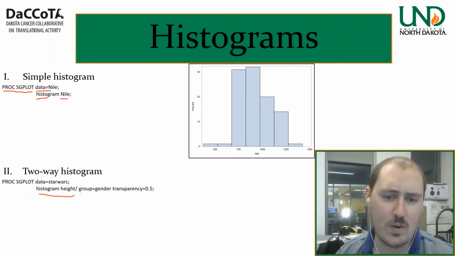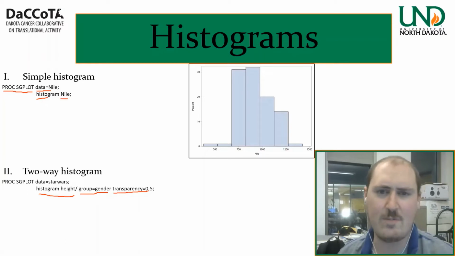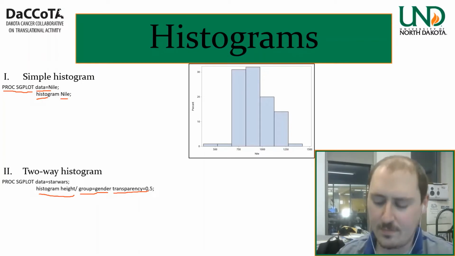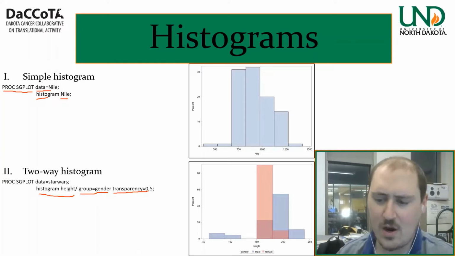So we're going to group ours by our category, gender, and then we're going to add a transparency so the bars are somewhat transparent. This is analogous to the alpha in R. So there we go. Not too bad for only a couple lines of code.